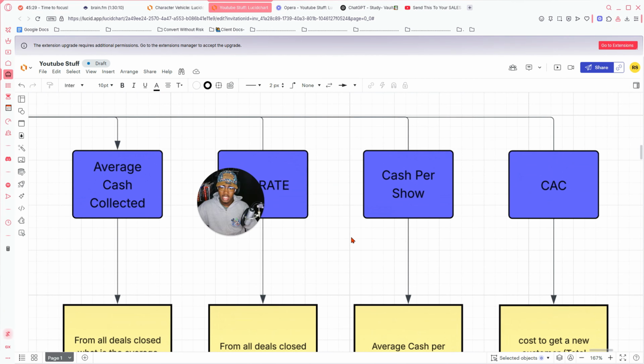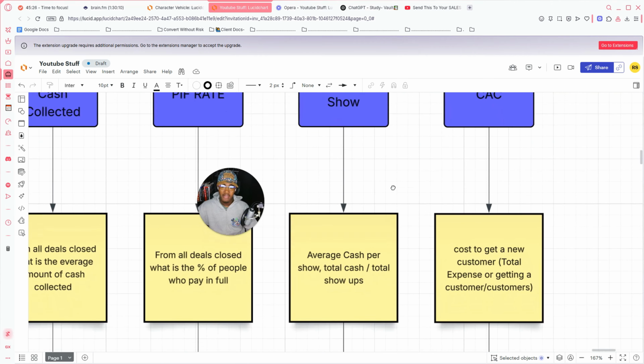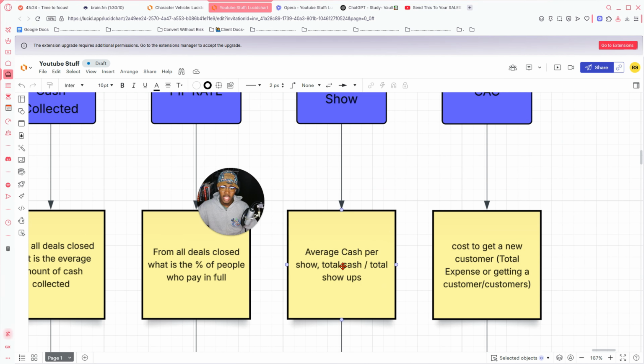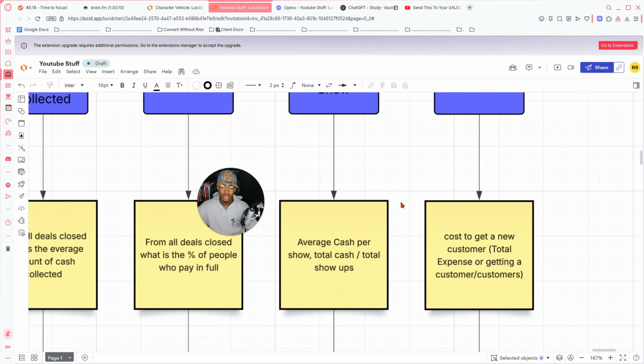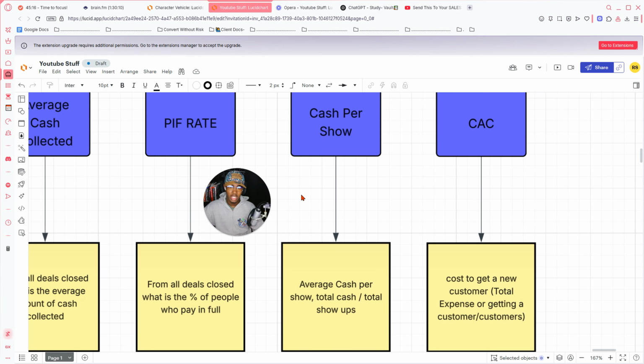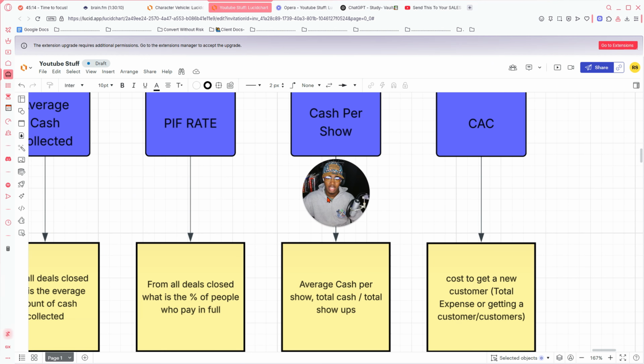Now, the next thing is cash per show. This is average cash per show, total cash divided by total show ups. So it's just like average cash collected, but it helps you when you're running ads to realize and to know and be able to calculate how much money you're going to get back per qualified person that shows up. It's hard to explain.